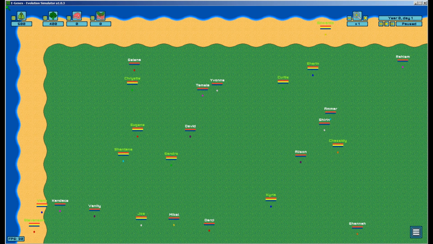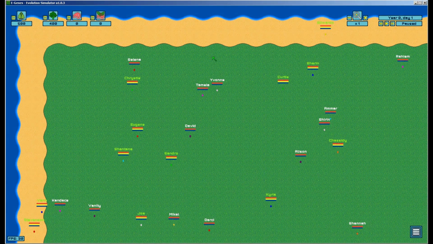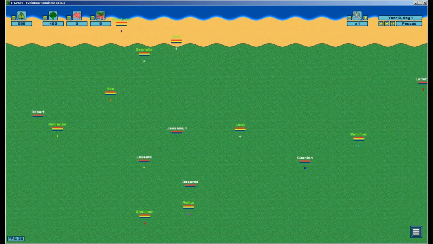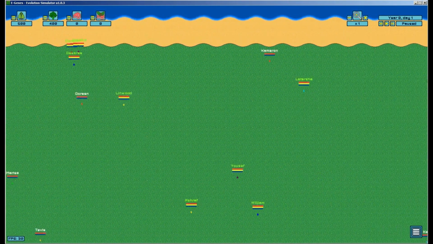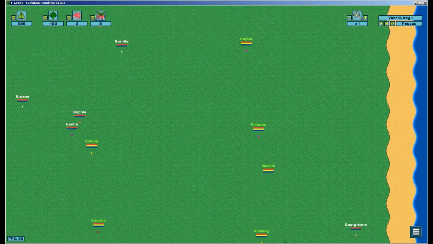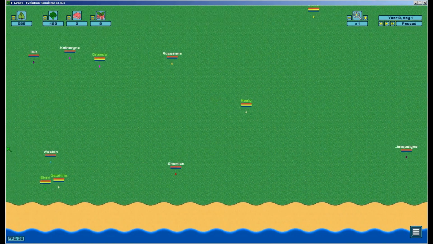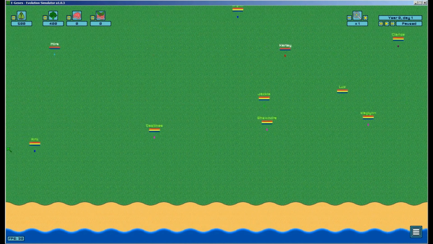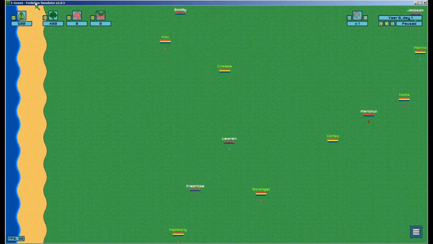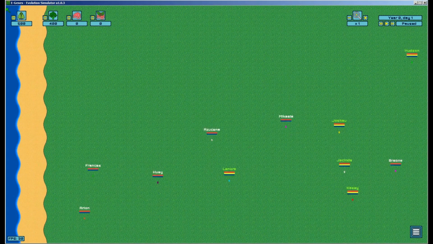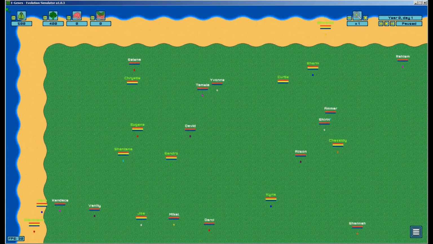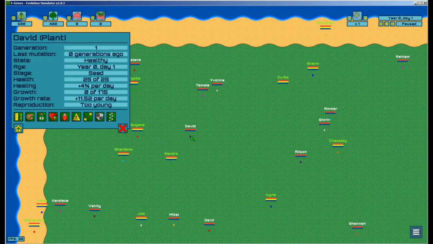This is our simulation. Let's take a look at our ecosystem. The current map is a basic square island, but I will upgrade it in the future. All plants start as seeds, and all creatures start as eggs. Every plant and creature has a unique name. This name never changes and will be inherited by future generations. Now, let's take a look at this plant called David.